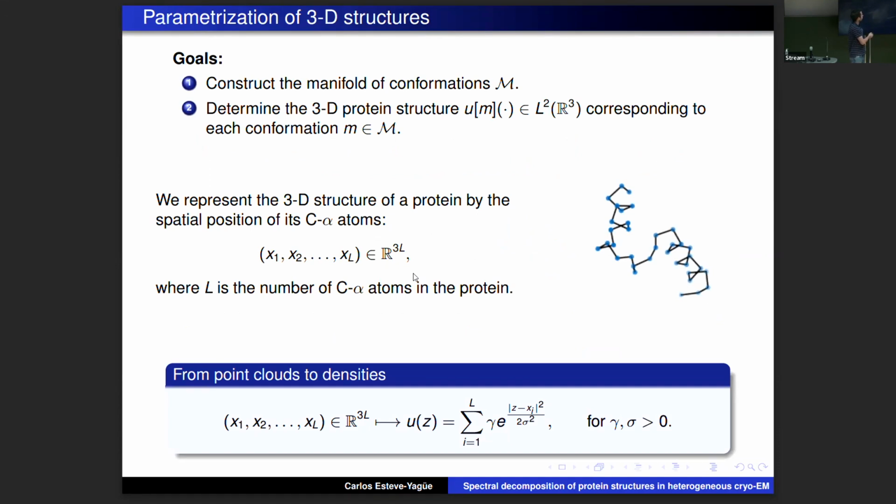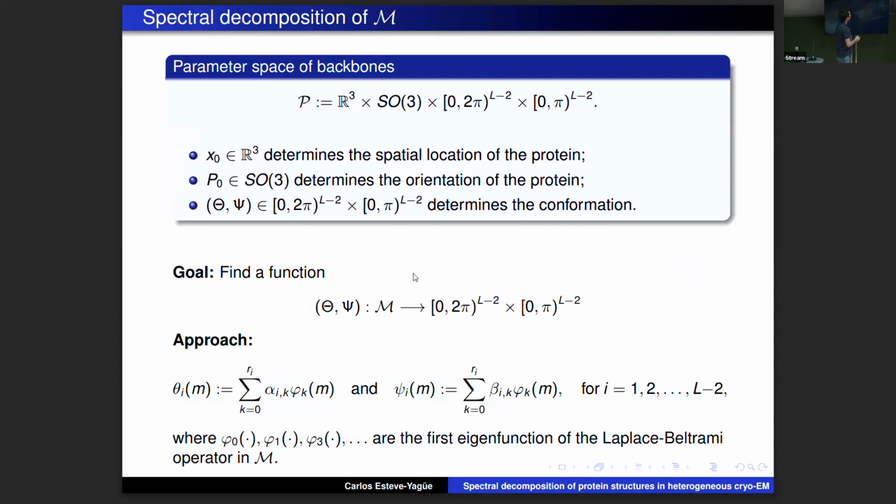So first of all, we represent our proteins as a point cloud, where each point in the point cloud represents the position of one of the C alpha atoms in the backbone of the protein. And then we represent each point cloud by a volumetric function, which is the sum of Gaussians centered at each of the C alpha atoms. So our goal is to construct a map which goes from the manifold of conformations, which I call M, to the set of parameters. In this case, the parameters are the rotation angles between the points in the backbone.